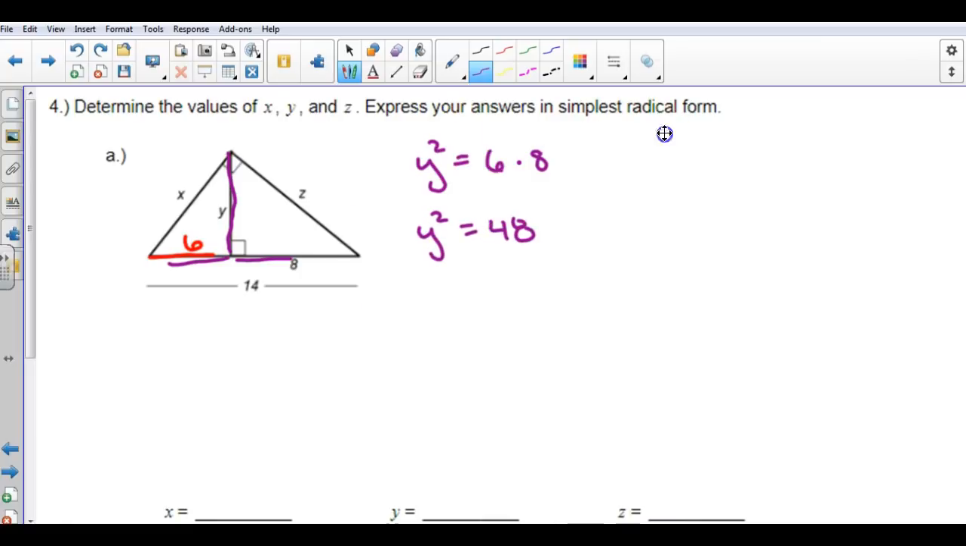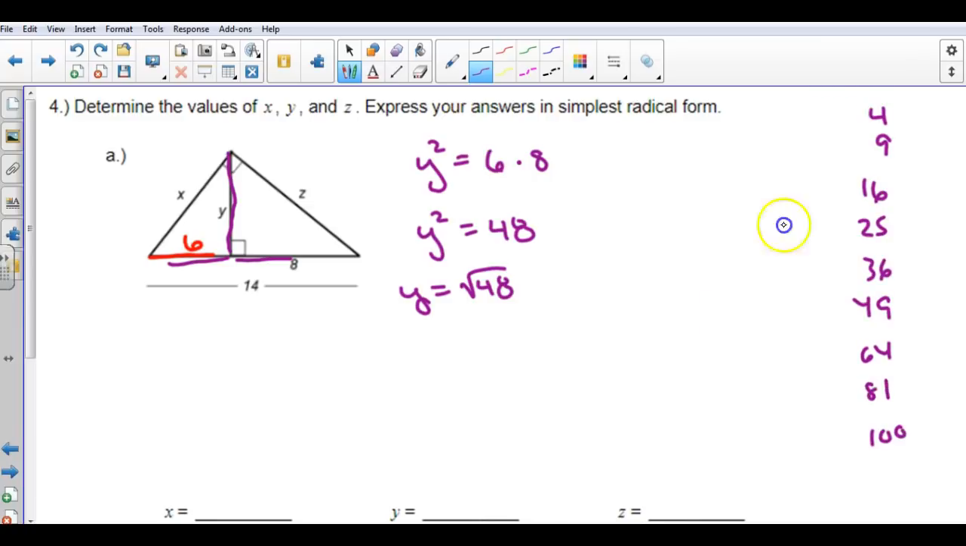And then since we want simplest radical form, when I take the square root of 48, we are not going to take the square root in the calculator and get a decimal. Instead, I'm going to go down that list again and figure out, and I can really keep this going if I wanted, what's the largest number that goes into 48.